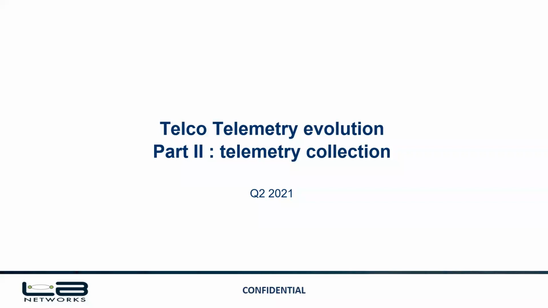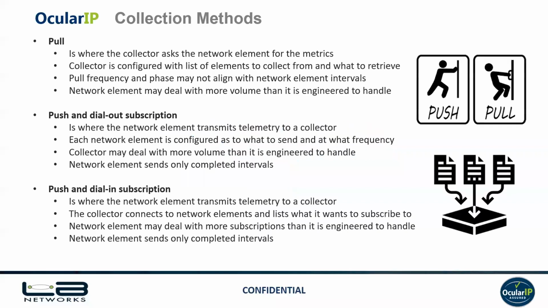During part one, we took a quick look at some basic definitions of telemetry and how telemetry collection systems, such as Ocular IP, need to deal with interval alignments as well as historical data to deliver the desired functionality. We also briefly touched on Ocular IP's capability to collect telemetry using a multitude of protocols. Today, we will continue by looking at the telemetry collection methods that are commonly used in the market and how the end usage of telemetry data has impacted these methods and the collection frequency.